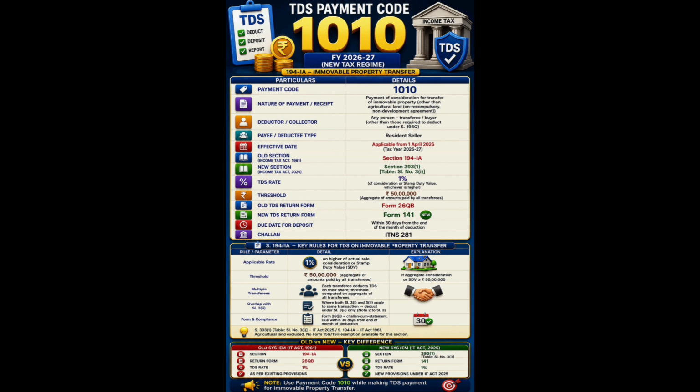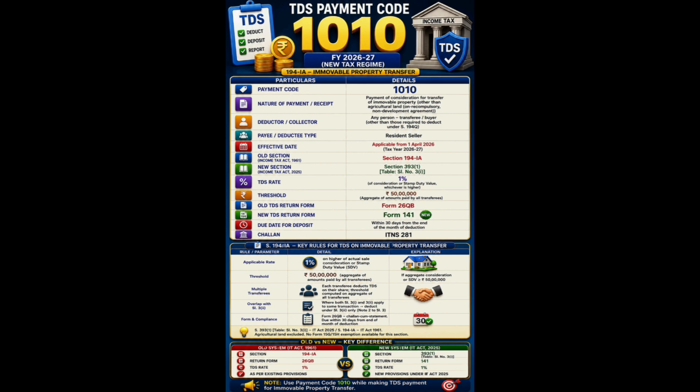Fourth, overlaps with serial number 3(II): when both serial number 3(I) and 3(II) apply to the same transaction, deducted under section serial number 3(II), only the note to serial number 3 applies. Fifth, form and compliance: Form 26Q applicable, challan cum statement, due within 30 days from the end of the month of deduction.